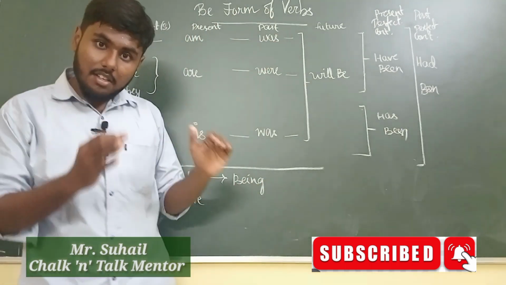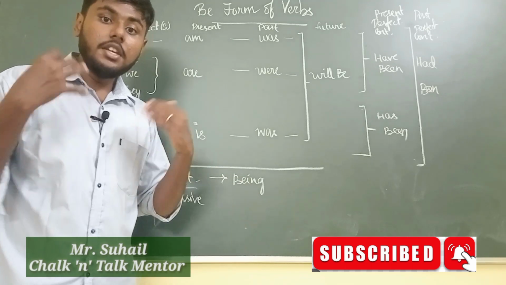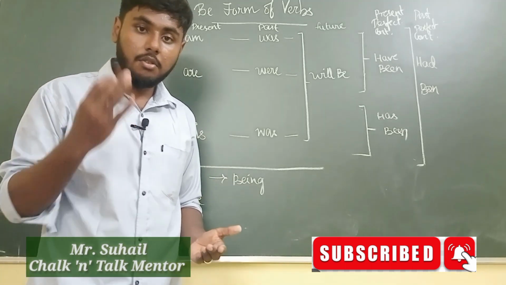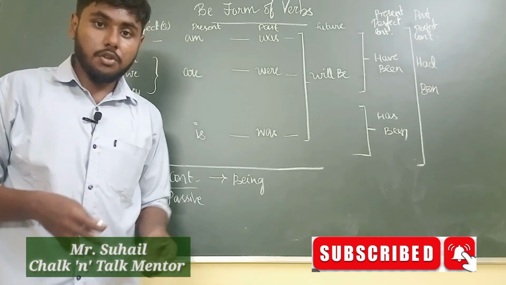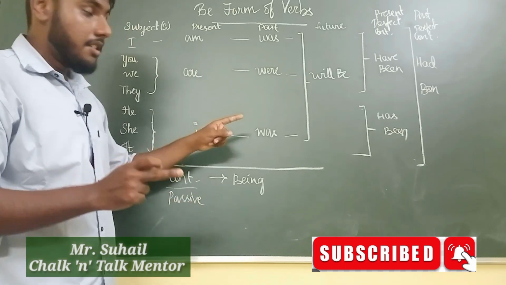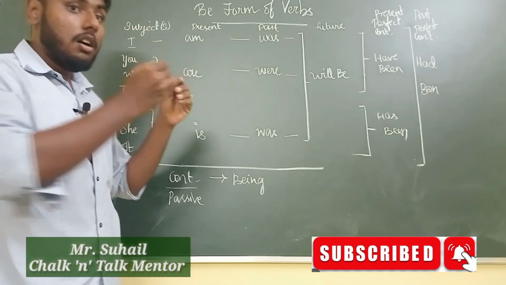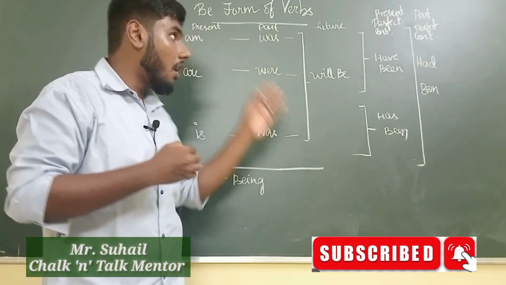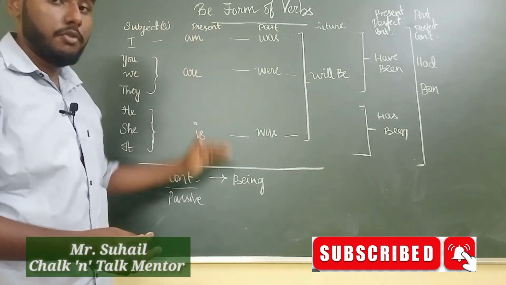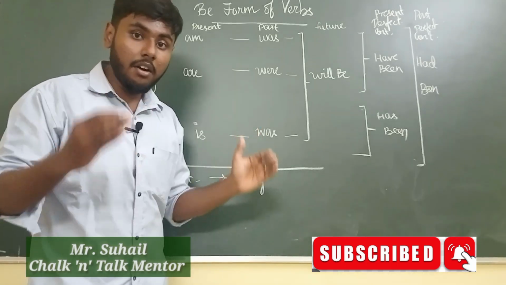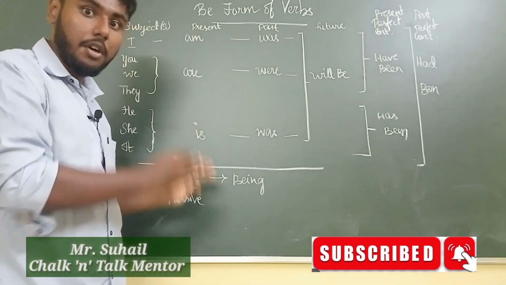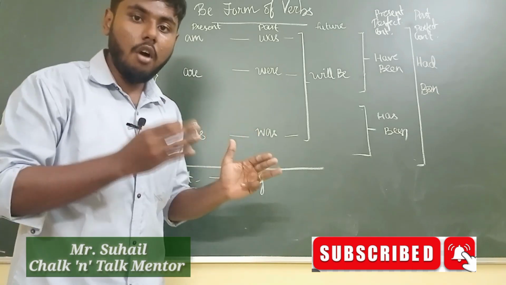Alright, if we want to use them according to the grammatical structure, we need to catch hold of three different points. First, you need to remember all these verbs. This list of verbs is called the be form of verbs. Before understanding where and how to use them, you need to know this list of verbs.